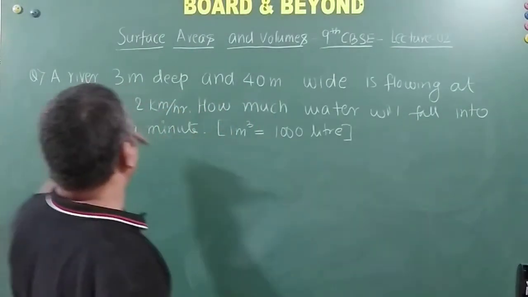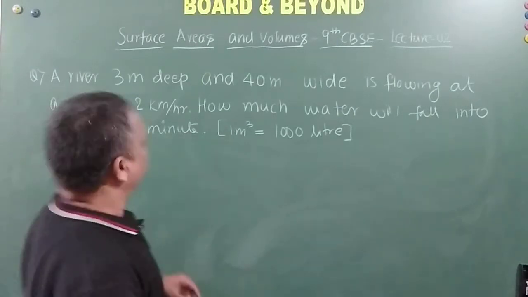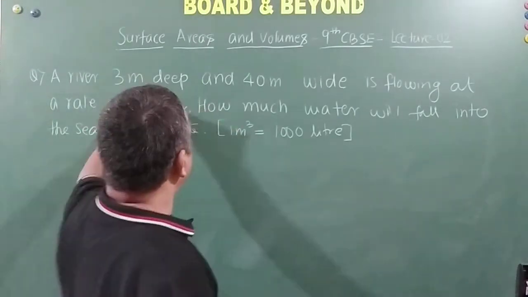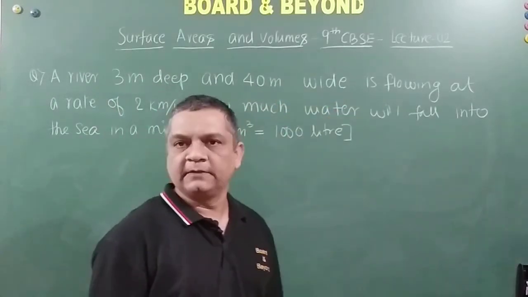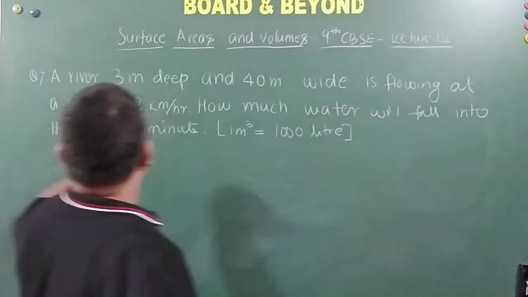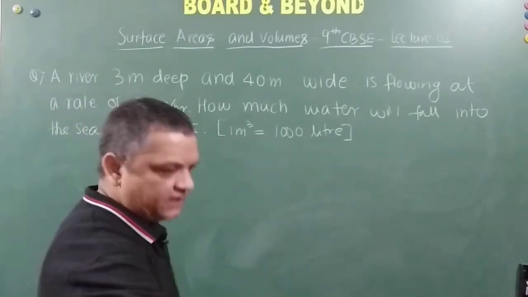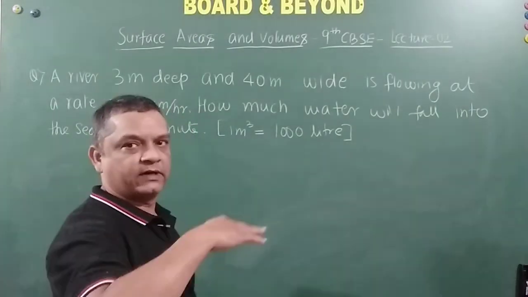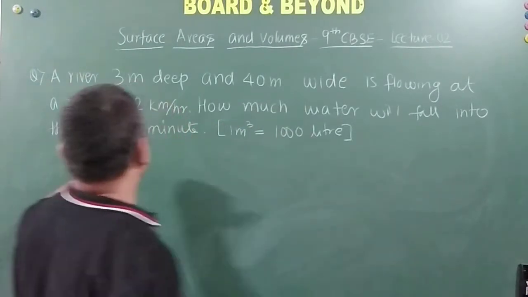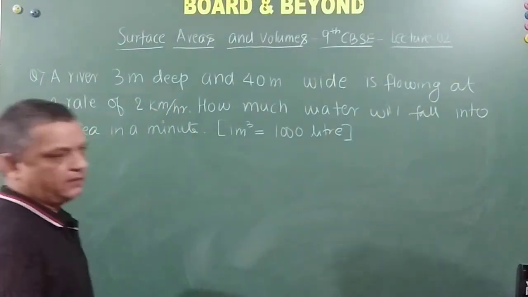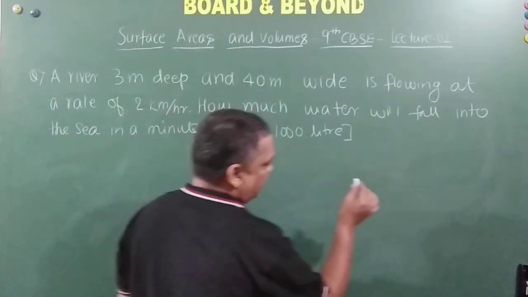Friends, this is a practical problem which I have chosen here, which says that a river is 3 meter deep and 40 meter wide, and is flowing at a rate of 2 kilometer per hour. The water is flowing at a rate of 2 kilometer per hour. How much water will fall into the sea in a minute, friends?